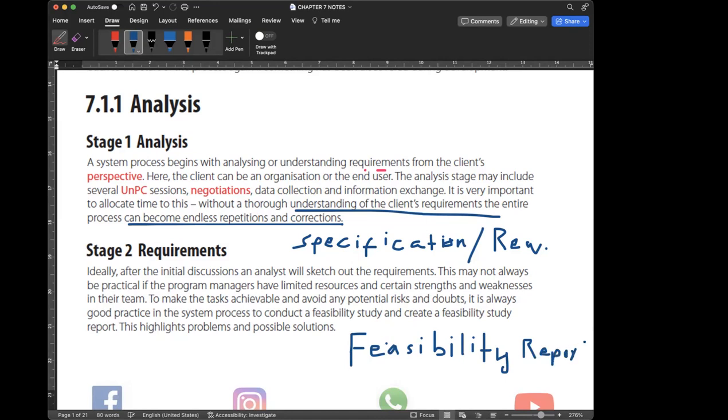So analysis means to collect the information. Data collection and information. It is very important to allocate time to this. This is the most time consuming phase of the program, you take a lot of time in analysis. You can see this is a feasibility study while you're working on the ideas of the program, and then you are going to create a feasibility report.